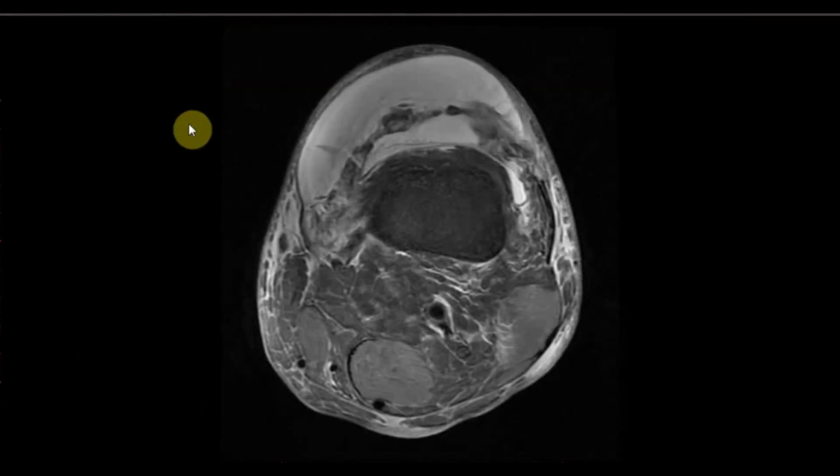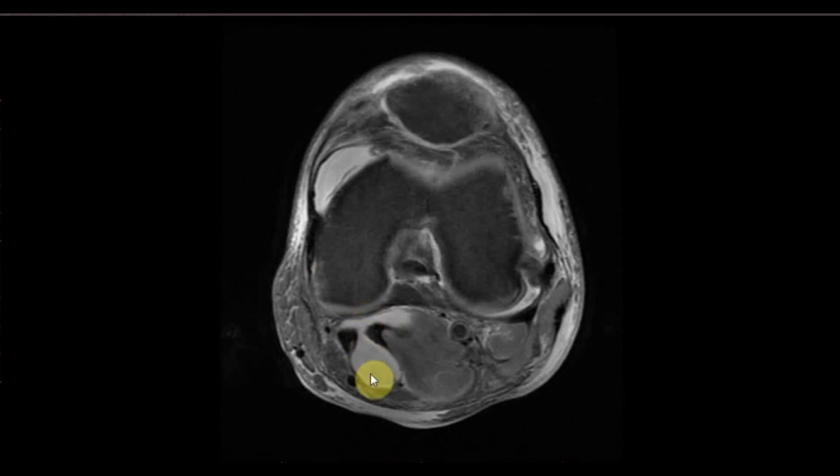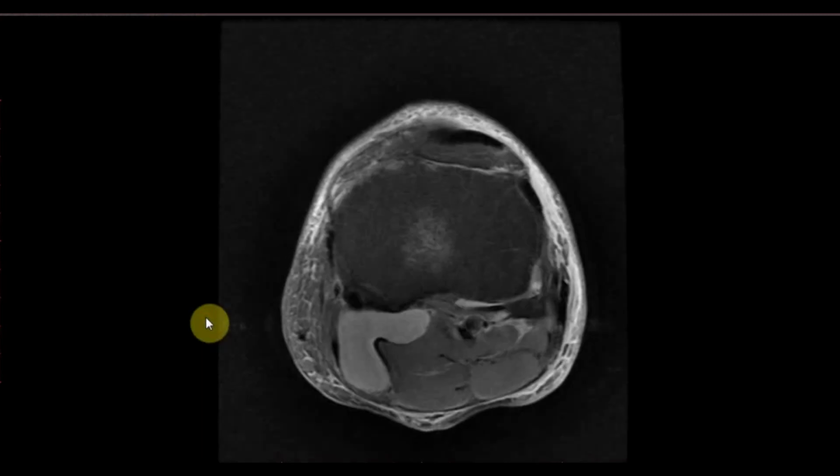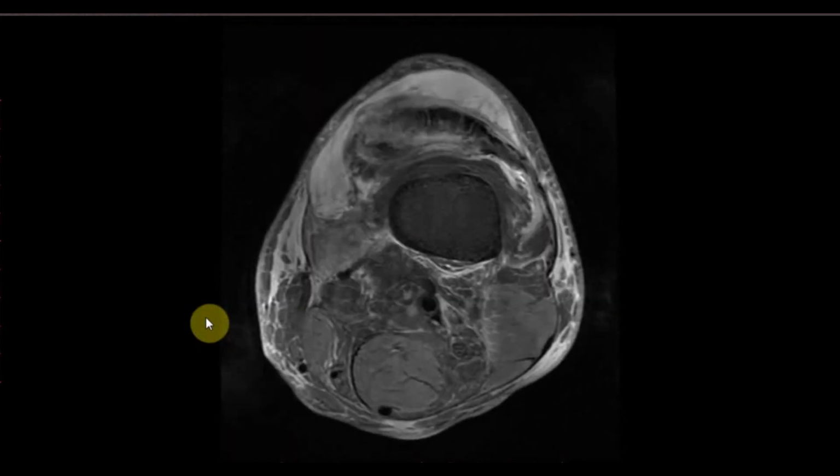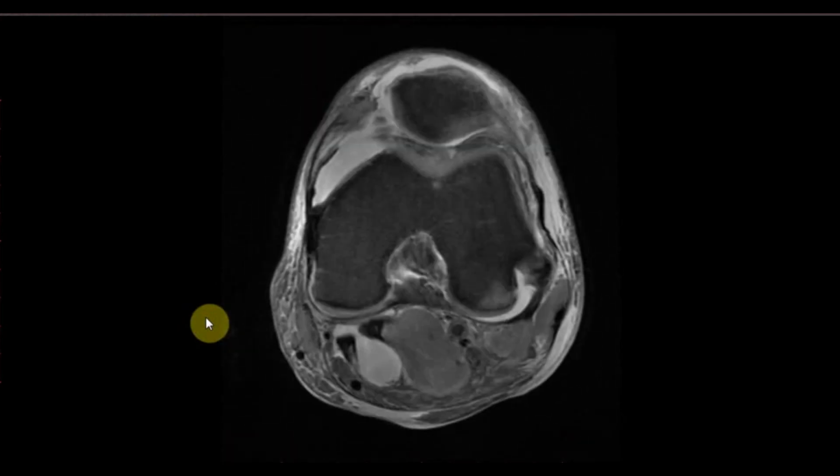Let's see that in axial plane. So this is Baker cyst, which is basically distension of the bursa between medial head of gastrocnemius and semimembranosus tendon. And this is the complete extent of the Baker cyst.